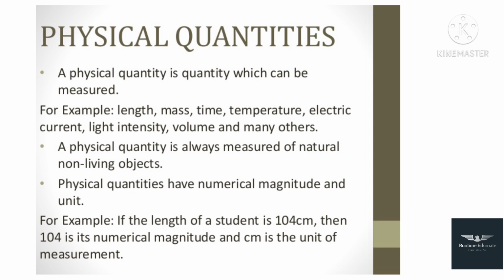Before that, we have to know what a physical quantity is. A physical quantity is a quantity that can be measured. For example, length, mass, time, temperature. These all things we can measure. A physical quantity is always measured of natural non-living objects. Yes, these all are natural, but these are non-living objects. It has a numeric magnitude and a unit.